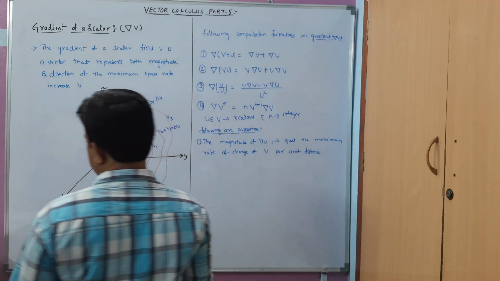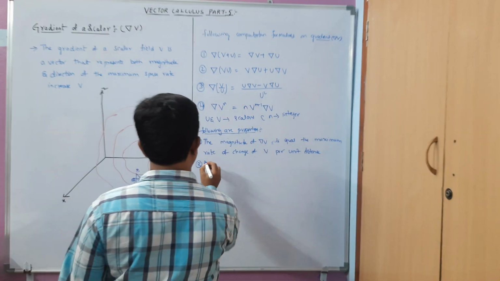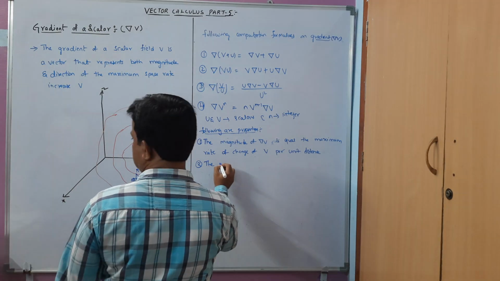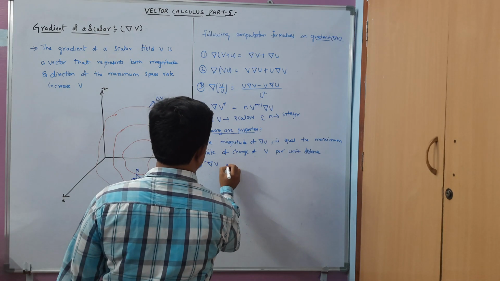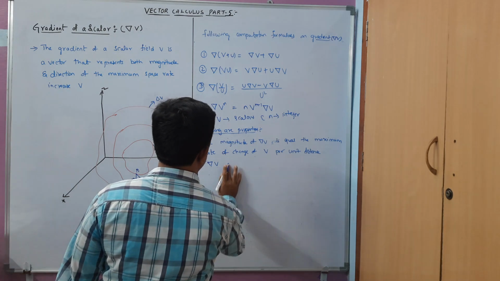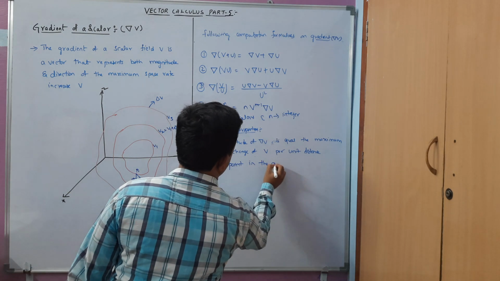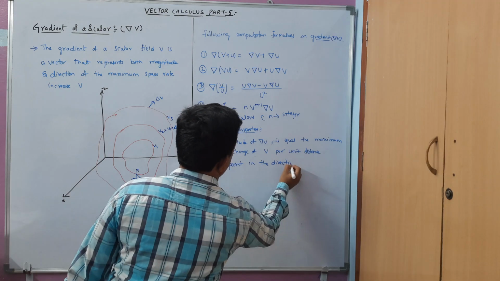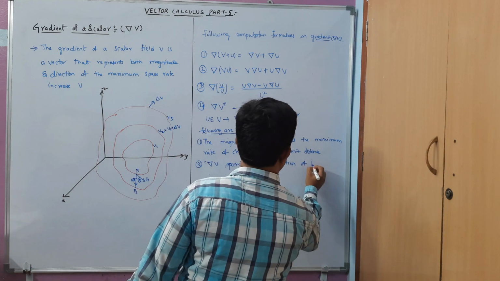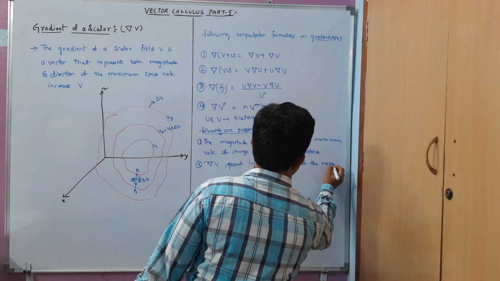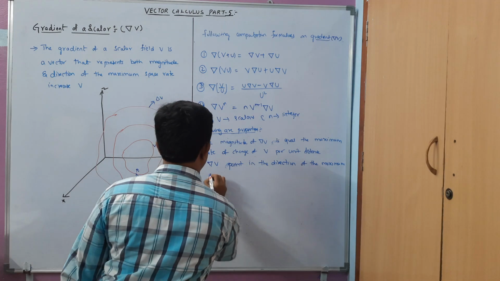Okay, next we are having del v points in the direction. So we are going to give the direction. What is the direction of del v? Del v points in the direction, meaning the gradient of v points in the direction of the maximum rate of change of v.